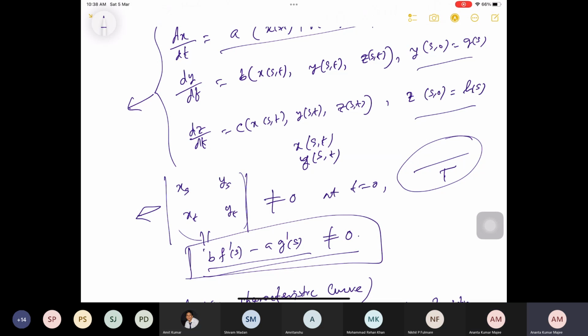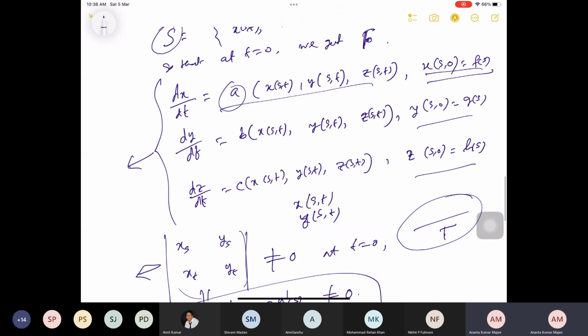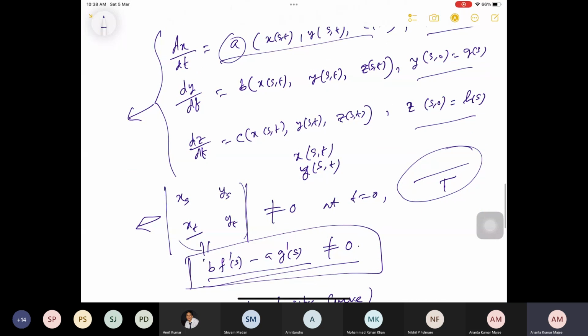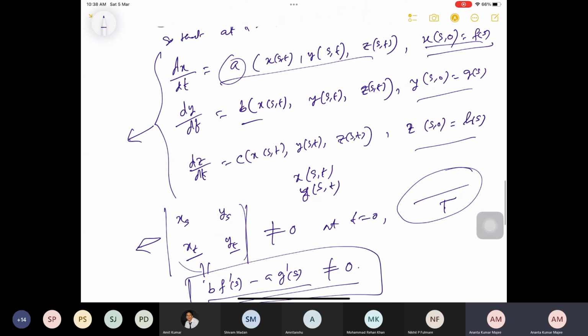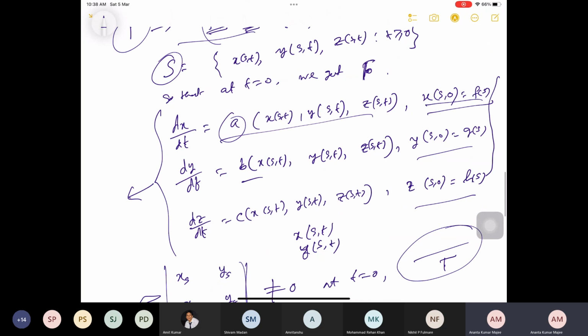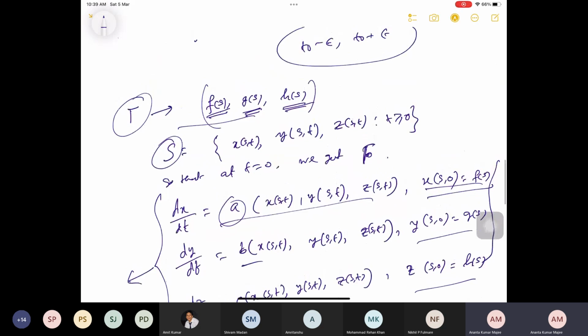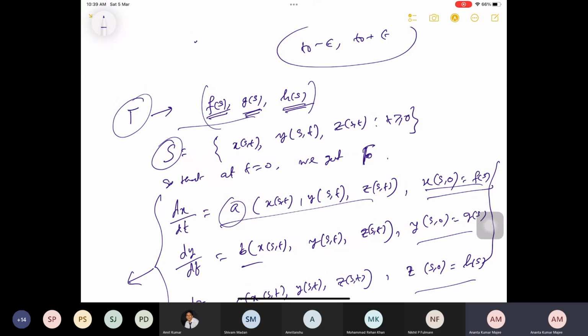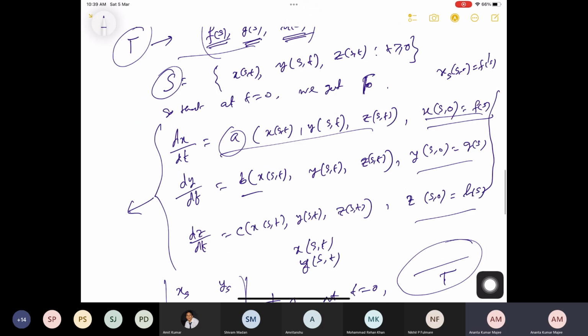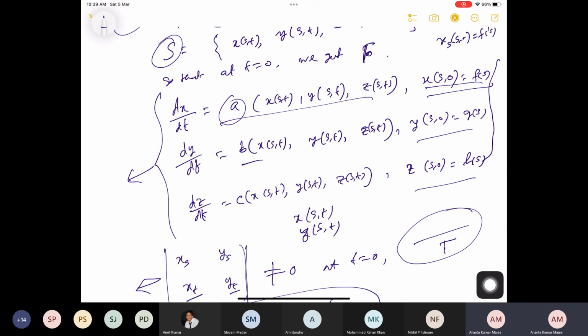So that means this is the same as my b. See, what is x_t? x_t is nothing but this part, a. I can put it here, this is a. This is y_t, this is b. And x_s I am just looking at from this initial condition at t equal to 0. But sir, you are placing f dash s, I'm not getting how this dash comes. x of s of 0 is equal to f of s. So this means basically x_s at s of 0 is equal to f prime of s, no? Is it clear?